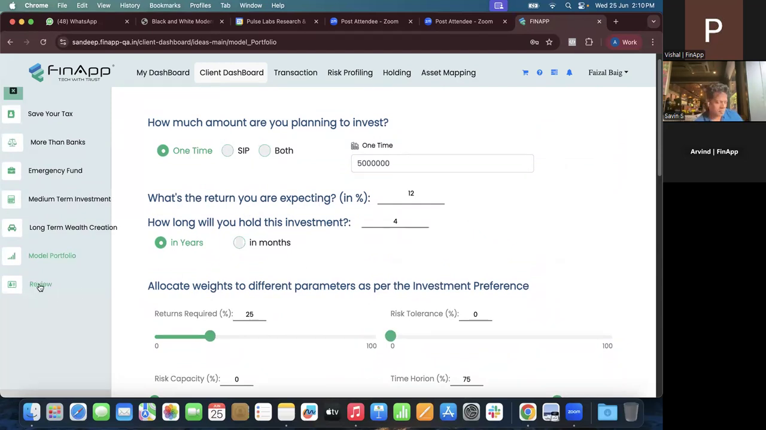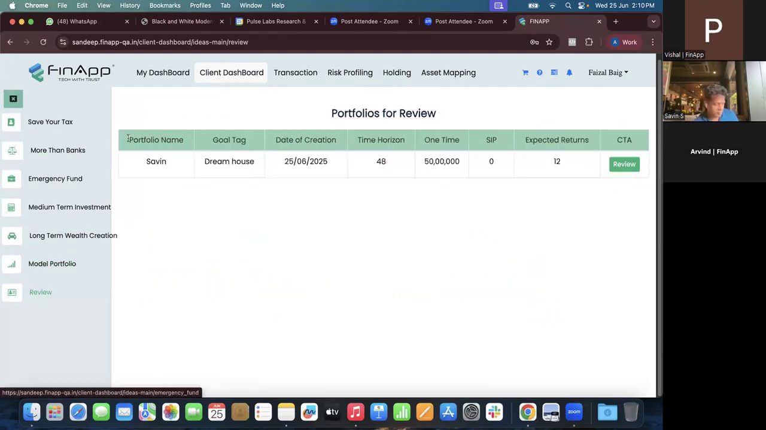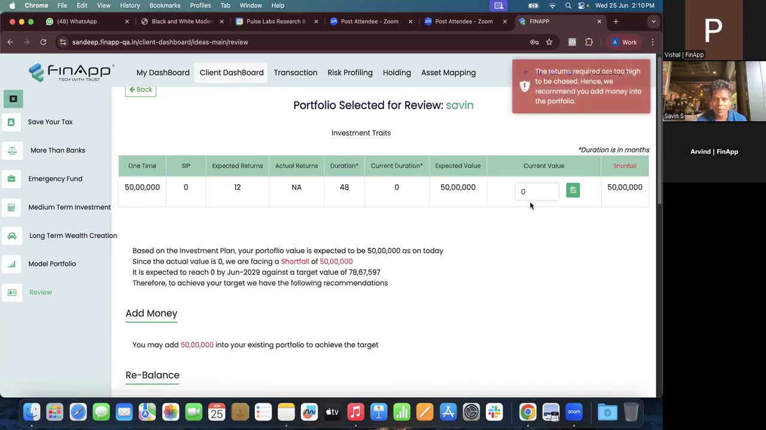So we have a review process here. 7 Dream House, 50 lakh rupees. I will review it right now. So usually when I click it, the backend data, the current value, will automatically pop up. But right now, since it's a test case, I will just put 49 lakh. Market is down.